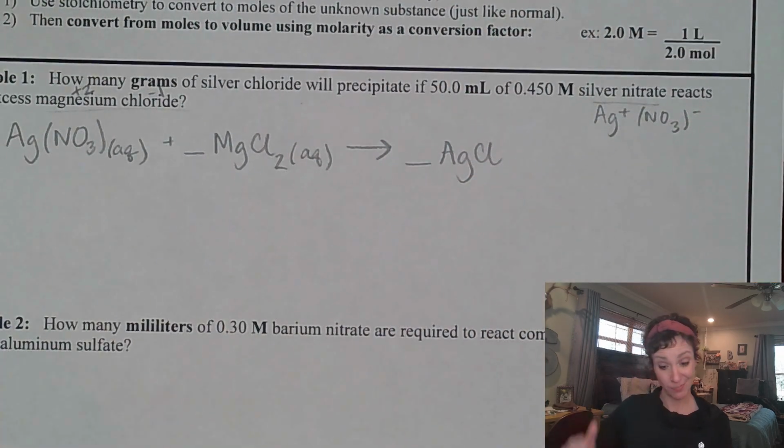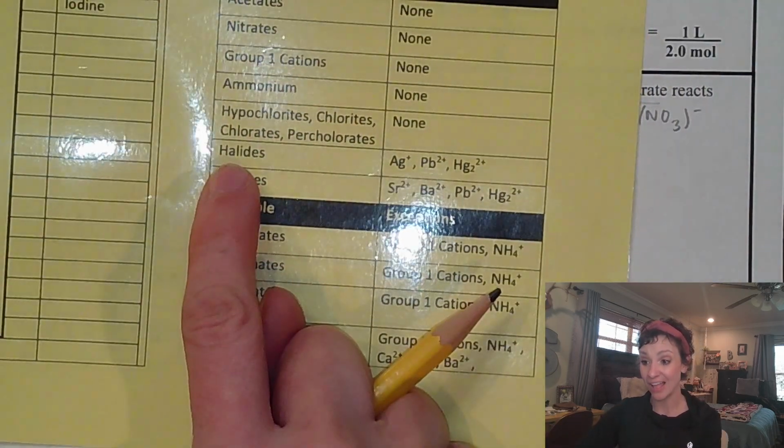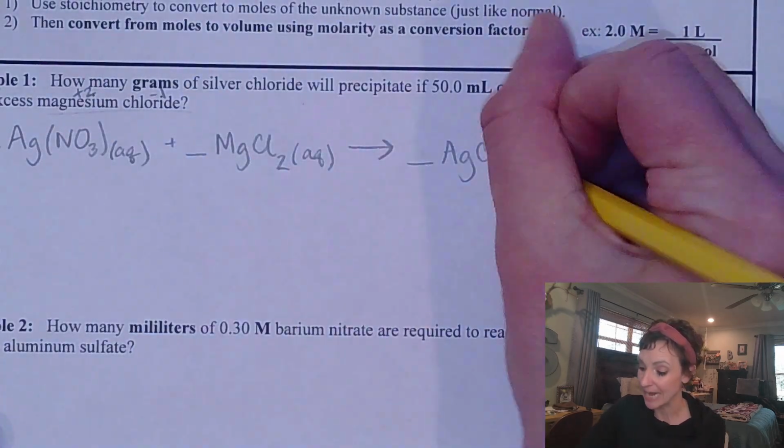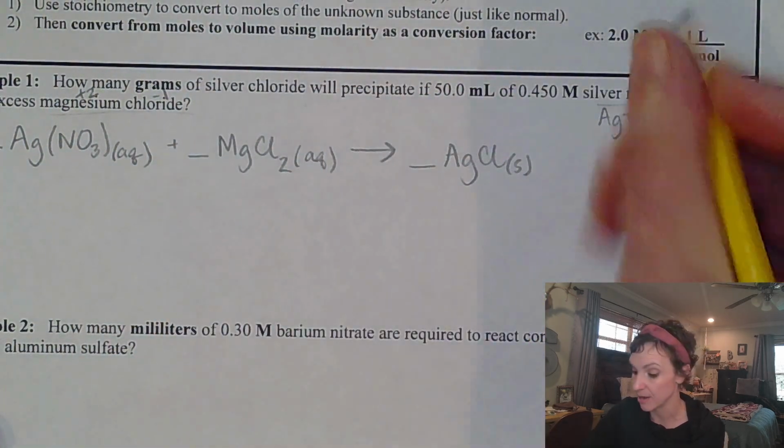AgCl. I can check my solubility rules and notice that silver chloride, a halide, is actually going to be an exception to being soluble, which is where we identified this as being the precipitate that they mentioned in the problem.